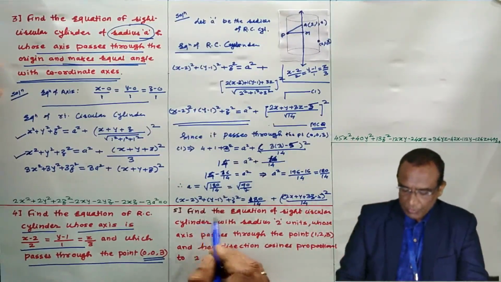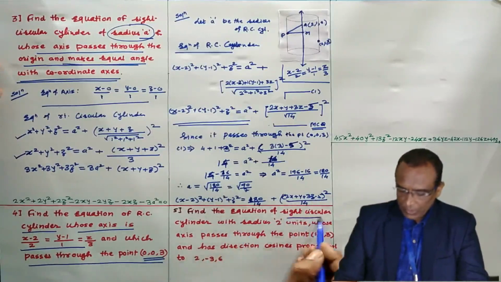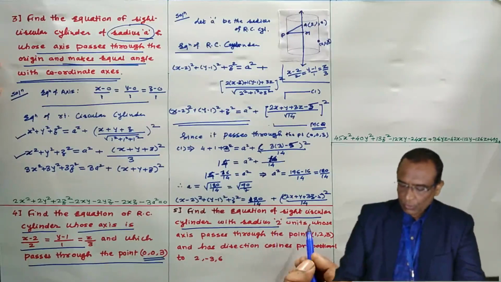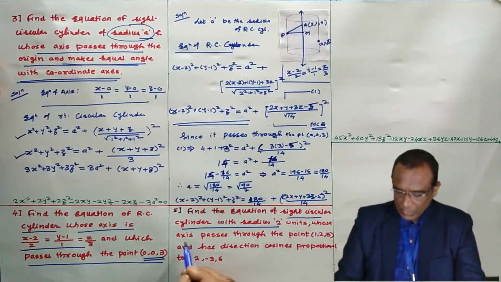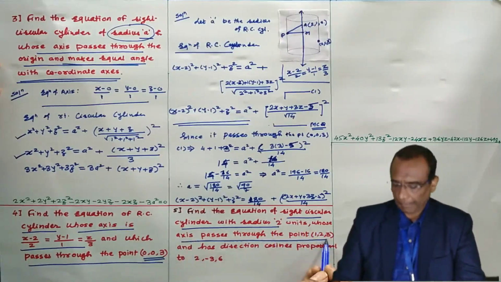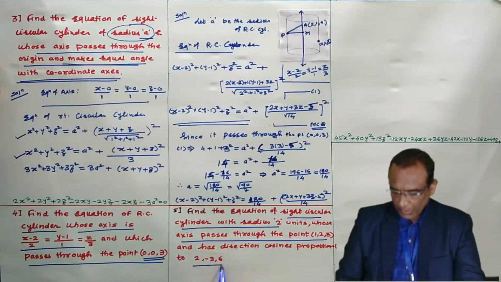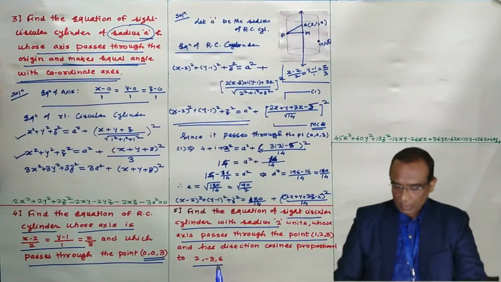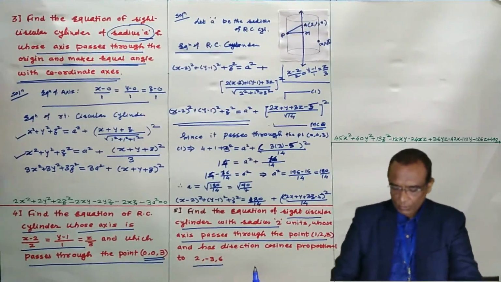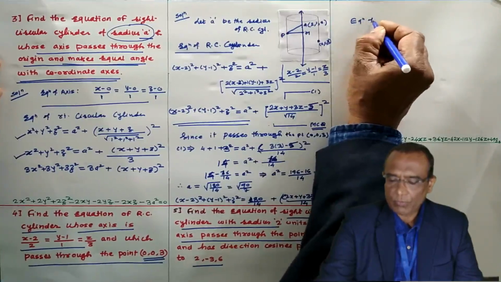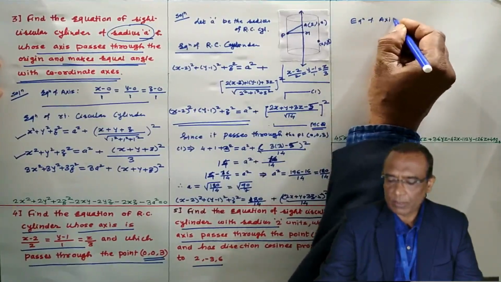Now, next problem: find the equation of the right circular cylinder with radius 2. Radius is given, whose axis passes through the point (1, 2, 3) and has direction cosines proportional to 2, minus 3, 6. The axis passes through the point (1, 2, 3). This equation of axis I am writing, the equation of axis of the right circular cylinder.